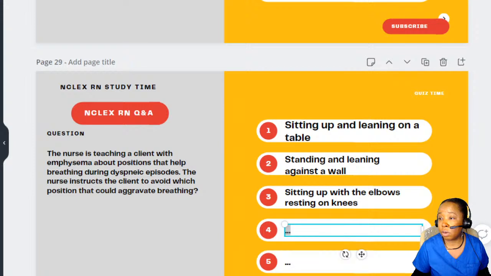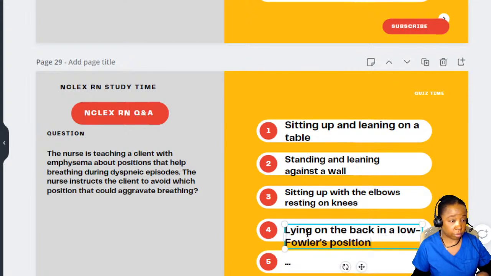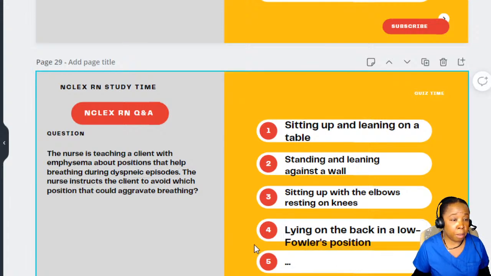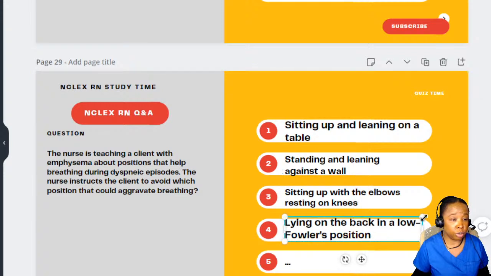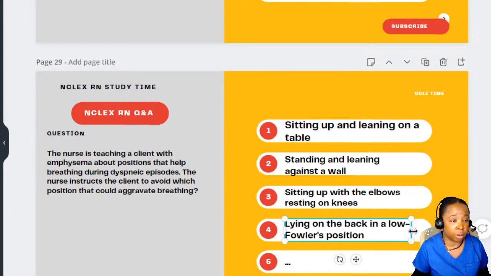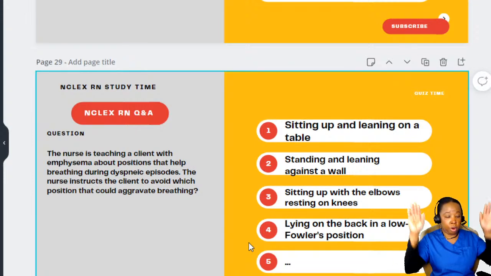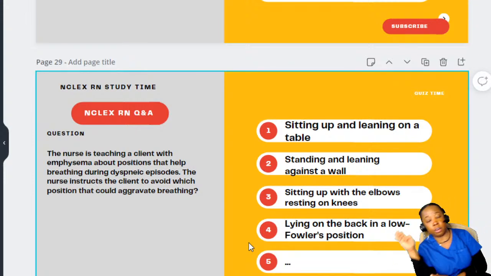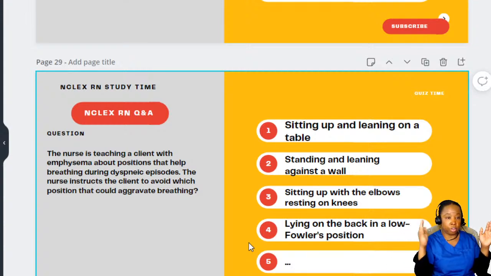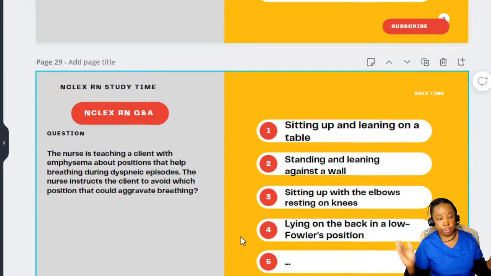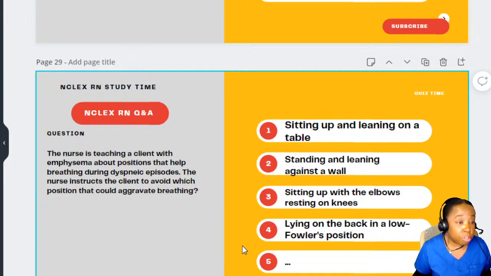Let me give you the last one. The last one says lying on the back and in a low Fowler position. We have high Fowler, we have semi-Fowler, and we have low Fowler. So the high Fowler is more up. The semi-Fowler is more like you are about to lean down, but you don't. You stay between 35 to 45 degrees, and then low Fowler is even lower than 35 degrees. So which one do you think is the best option?